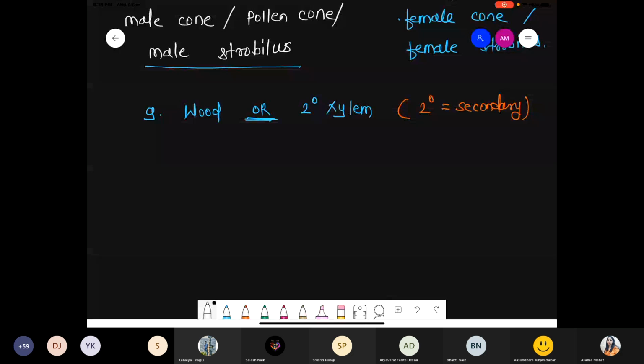Now, whenever we are talking about wood which is present in gymnosperm, that wood is basically non-porous wood, present in most of the gymnosperm. Leave the exception cases. We are talking about most of the gymnosperm. Non-porous wood is present. So what is the meaning of non-porous wood? Non-porous wood is nothing but vessels are absent. Or in other words, you can say pores are absent.